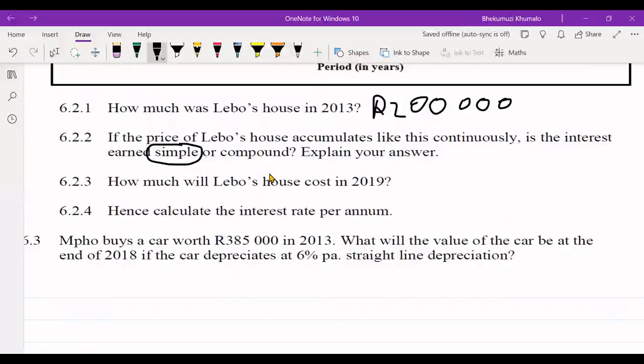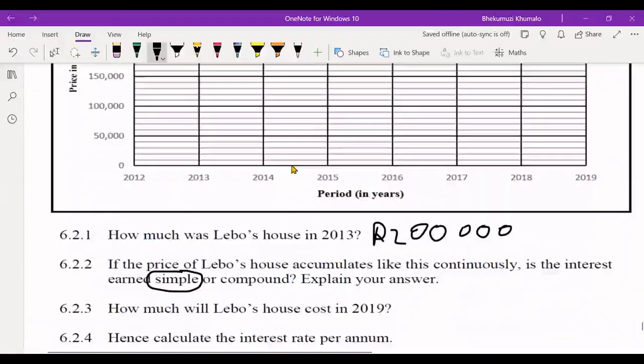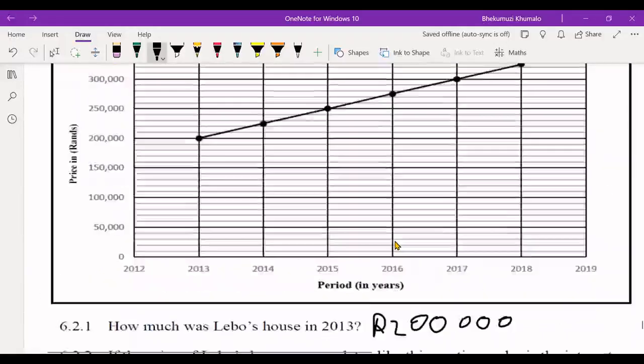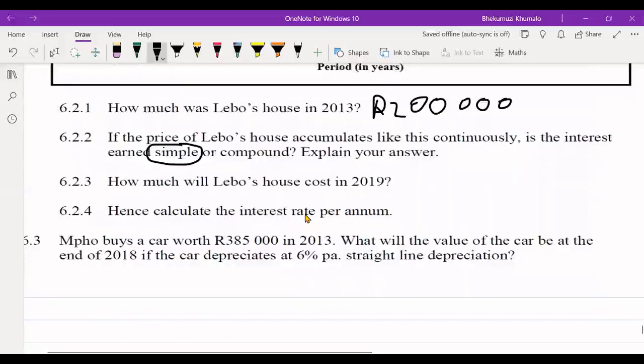Now 6.2.3: how much will Label's house cost in 2019? They're asking us how much it will cost in 2019. We know it's definitely just above 300,000, maybe 350,000. But how can we calculate this?